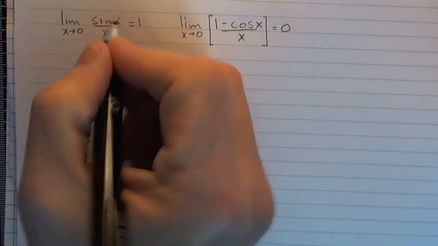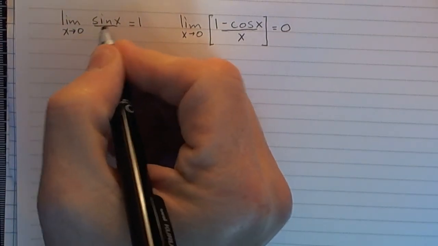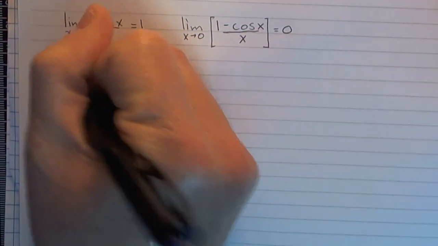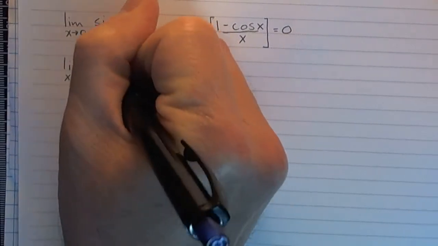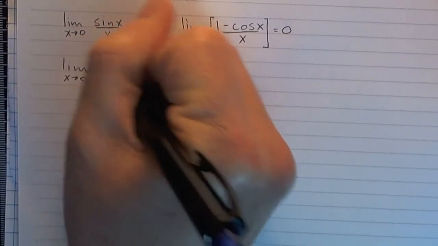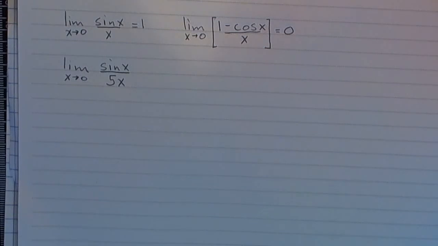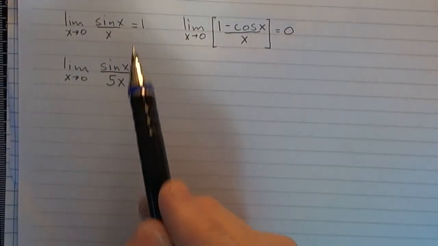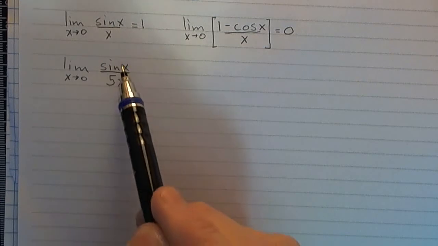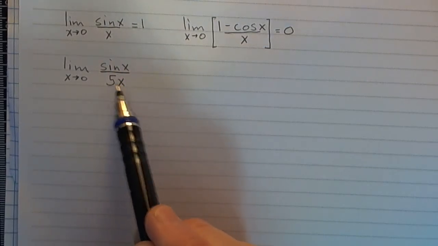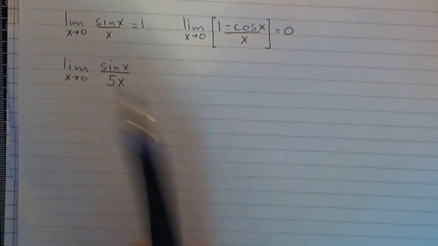So let's suppose that instead of sine x over x, we have a limit that looks like this: the limit as x goes to 0 of sine x over, let's say, 5x. Now that's certainly not going to be equal to 1. It's different. Notice it looks a lot like this one, but it's different because we've got sine x over 5x, not sine x over x.